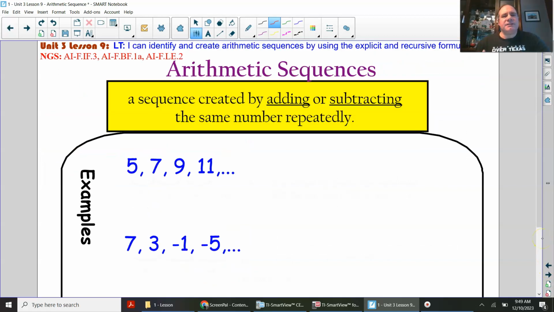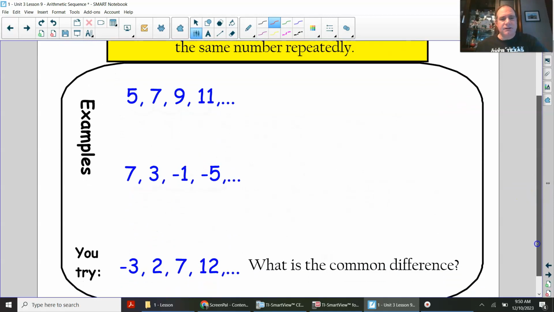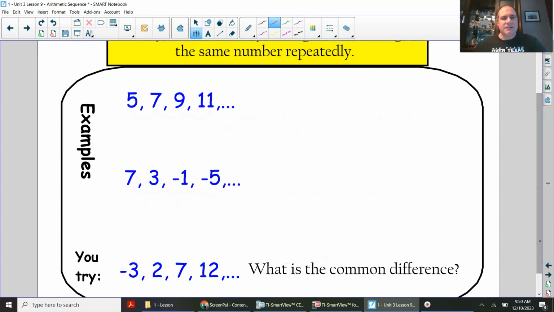All right, an arithmetic sequence is a sequence of numbers created by adding or subtracting the same number repeatedly. So you're just going to find what the pattern is here. All right, what the common difference is. And we call it a common difference because it's the difference between two numbers, yes, but it could be either subtraction or addition. So just remember that.